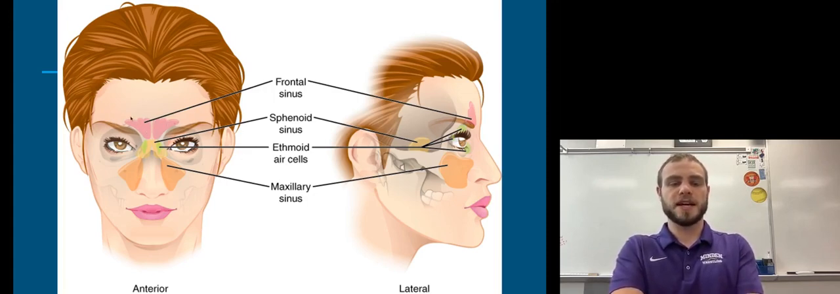But you can see that frontal sinus there, that frontal bone is hollow in that region, so that area is going to be lined with mucosa. You can see the sphenoid sinus, the ethmoid air cells, and your maxillary sinus, where those are going to fit within those bones.